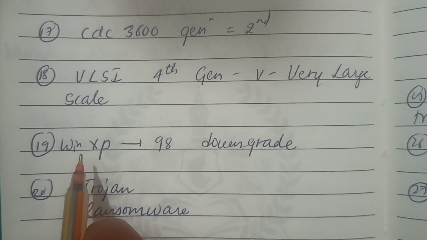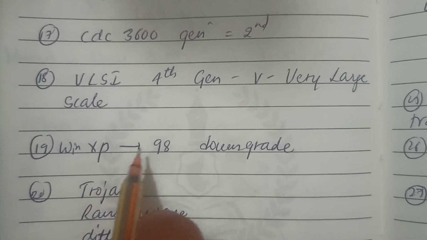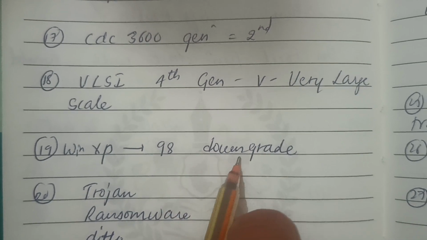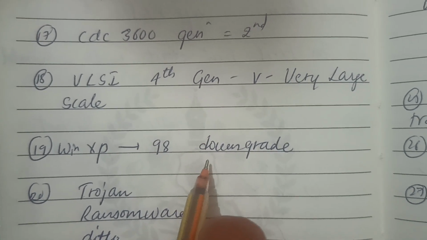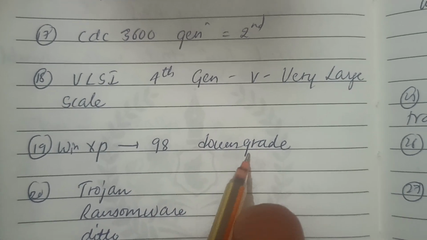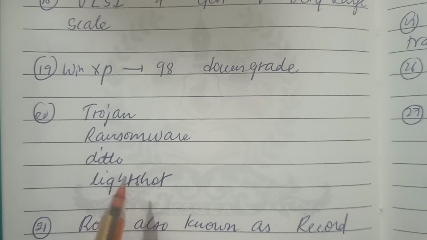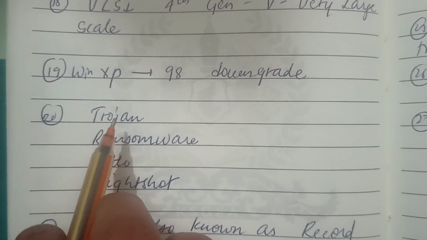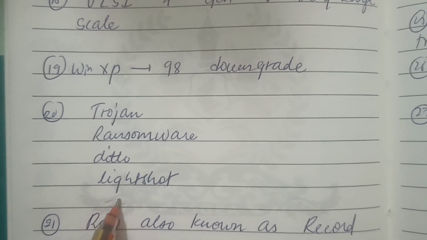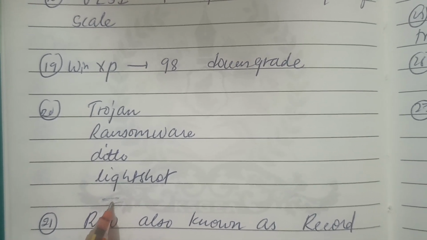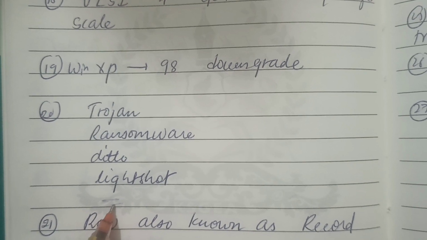Next, converting Windows XP to 98, this process is known as: the options were upgrade, update, and downgrade. I think the answer will be downgrade. Then one question I left as it is, because the options were Trojan, ransomware, and a few others which I can't remember now, and I didn't understand what it was asking.